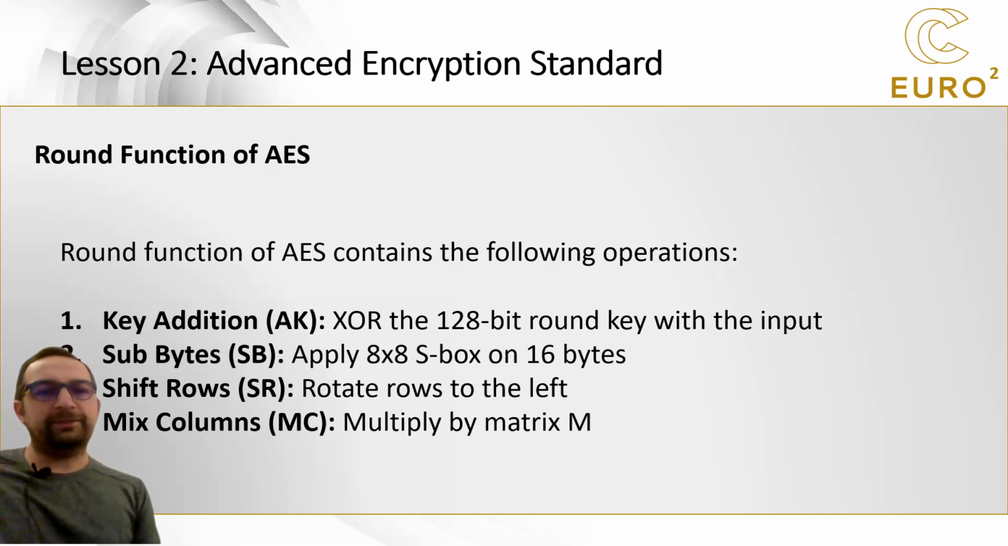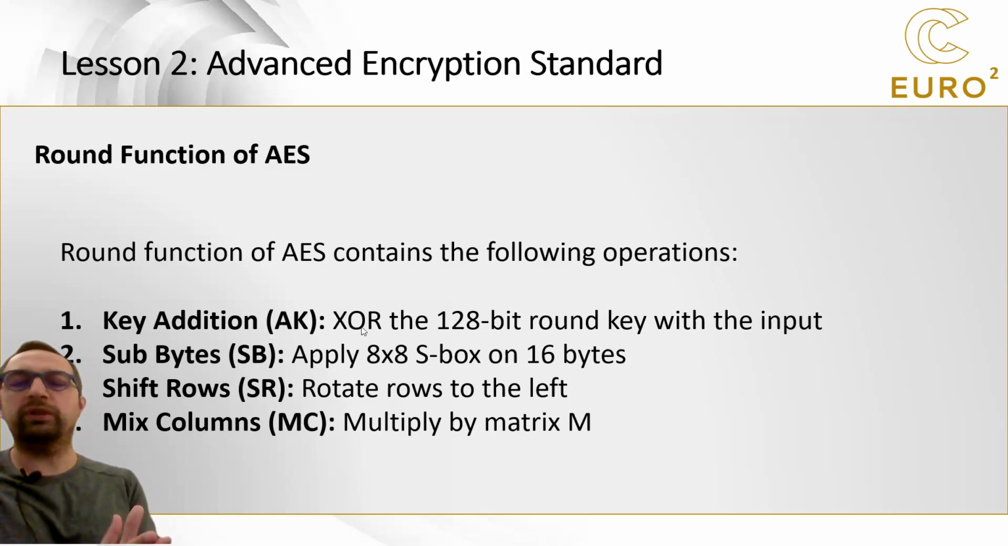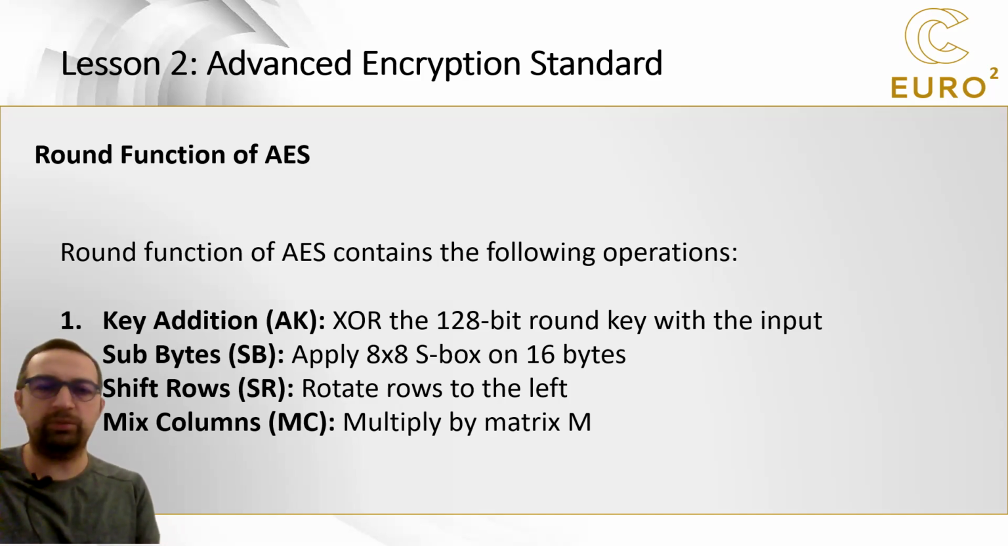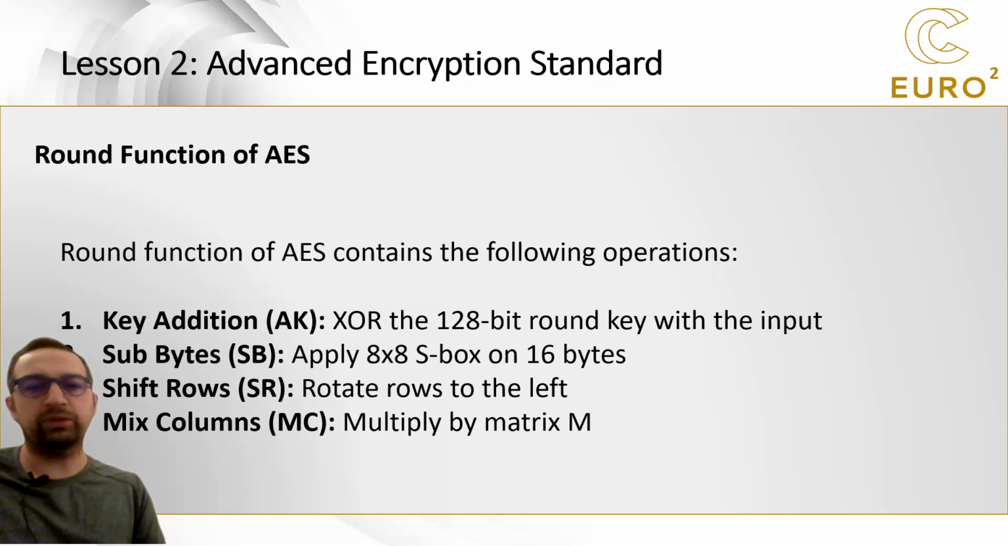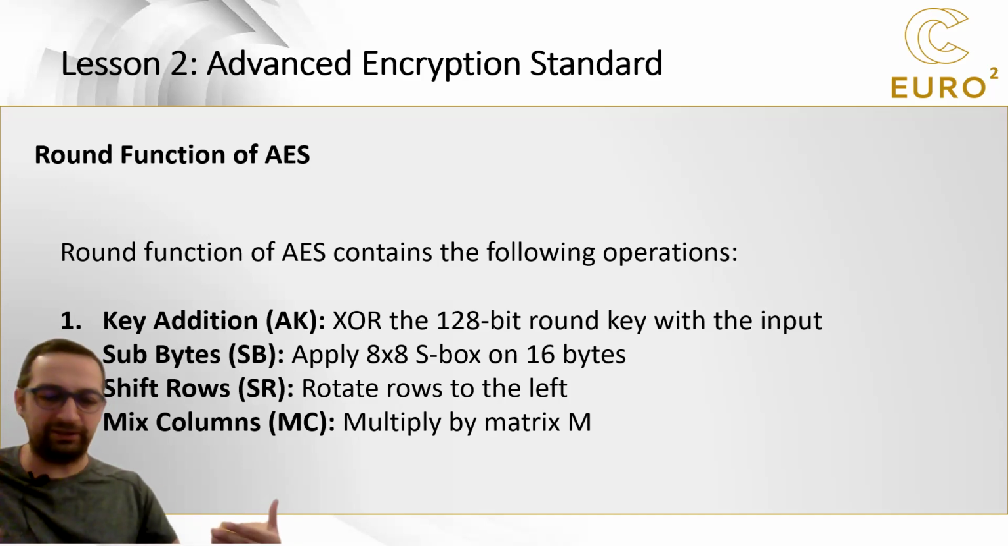One round of AES consists of 4 operations. Key addition, shortened as AK. This is just the XOR of the 128-bit round key with the 128-bit input. So if you don't know what the XOR operation is, it is exclusive OR. So it is just addition modulo 2. So you are simply adding bits. So here you have 128 bits, but you are doing it modulo 2, so there are no carry bits. So it is just like a regular addition without any carry bits.